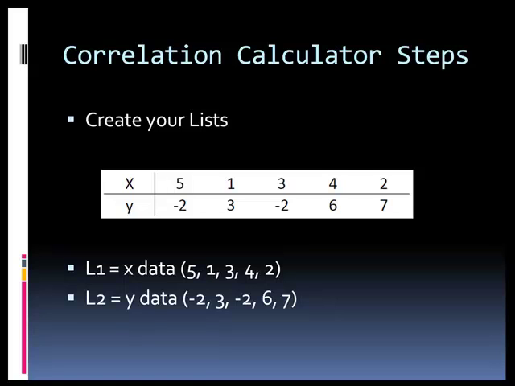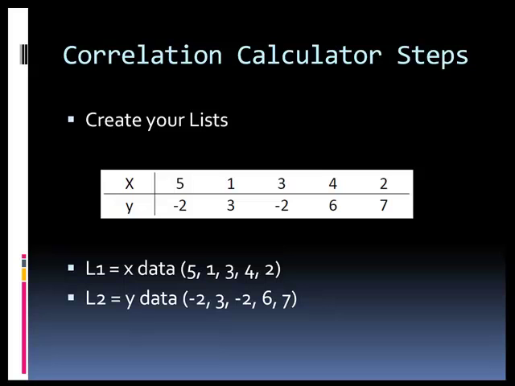So first you need to power on your calculator, get to the screen which has your list, and then for list 1, you'll put in your X data. So here we have 5, enter, 1, enter, 3, enter, 4, enter, 2, enter. Now we need to scroll to our next list. So here you can put in L2, put in your Y data.